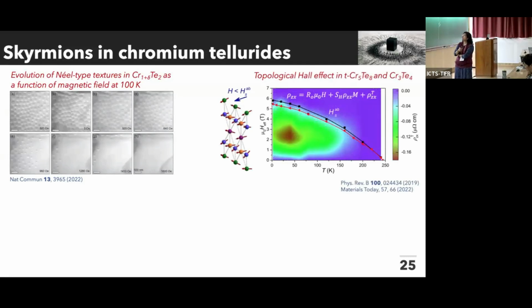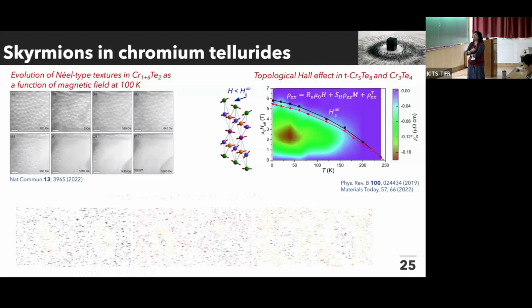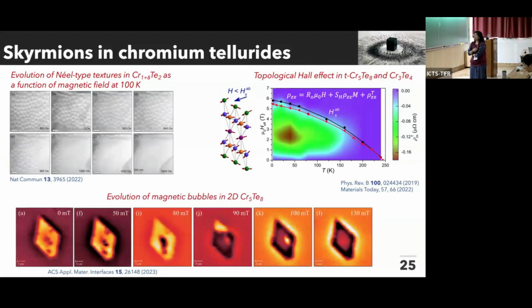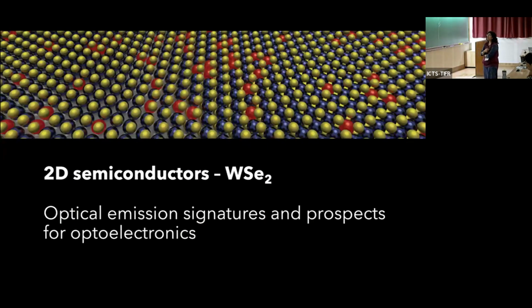And also there are reports of topological Hall effect arising in these kinds of materials. So this actually makes the system very interesting to study skyrmions and any other kind of chiral magnetic structures that are forming. Now quickly I'll just go through some of the last part of the talk.